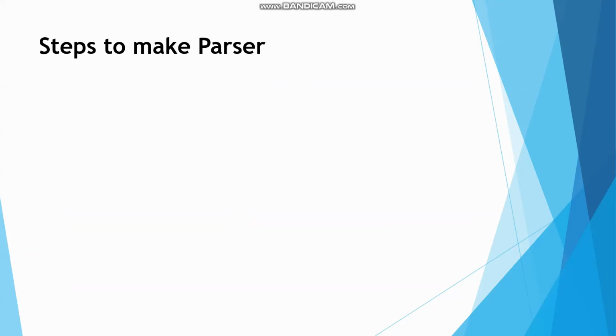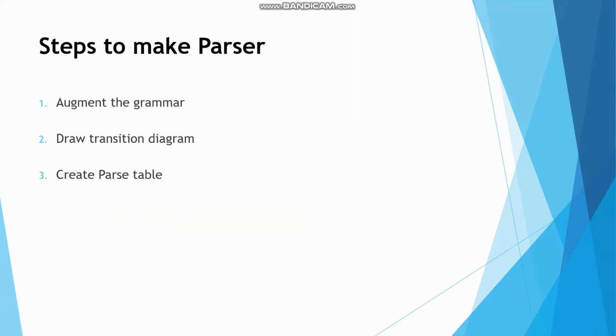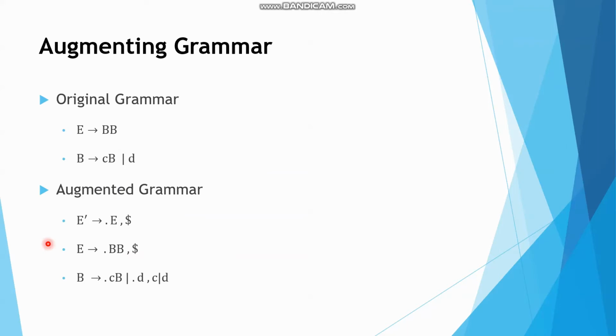Now we know what the purpose of the LALR1 parser is and how it is different from other bottom-up parsers. We will try to follow these steps on a grammar to build and understand this parser. The first step was augmenting the grammar. So we will use this grammar to implement and understand the LALR1 parser.